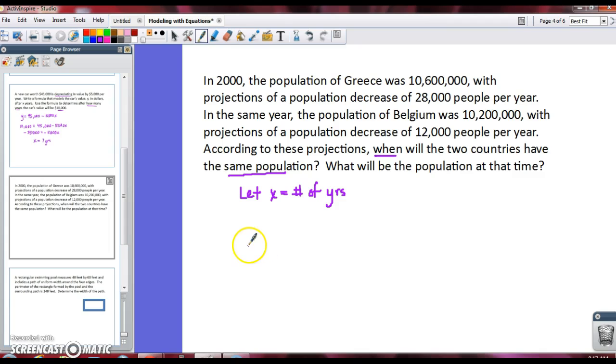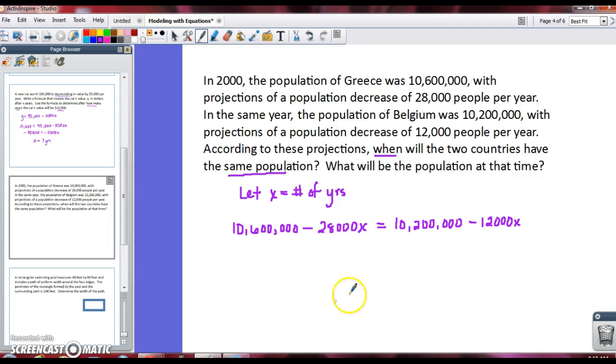Okay, and we're going to write an equation to model our problem. So Greece has 10.6 million people, and they're losing people. They have a population decrease of 28,000 per year. And when is that the same? So when is that equal to Belgium's population of 10.2 million people, and they're decreasing at 12,000 per year.